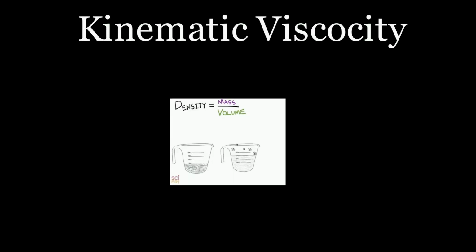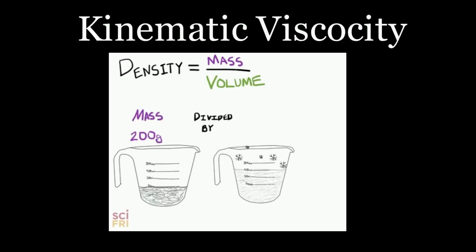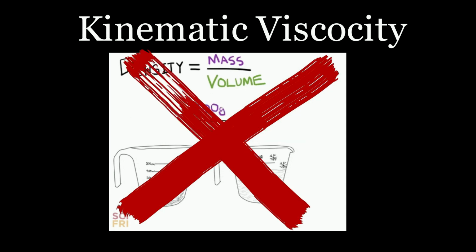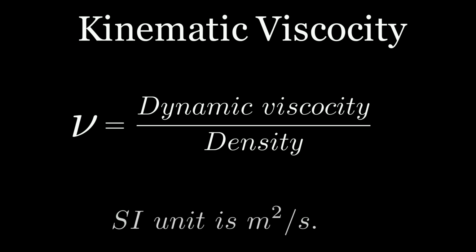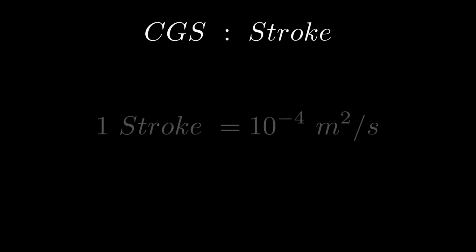Viscosity can sometimes refer to kinematic viscosity, which is a property of fluids that is not dependent on density. Kinematic viscosity is defined as the ratio of dynamic viscosity to the density of the fluid. It is represented by the Greek letter nu and is measured in units of square meters per second in the International System of Units. In the CGS system, the unit of kinematic viscosity is called the stokes, where 1 stokes is equal to 10 raised to -4 square meters per second.